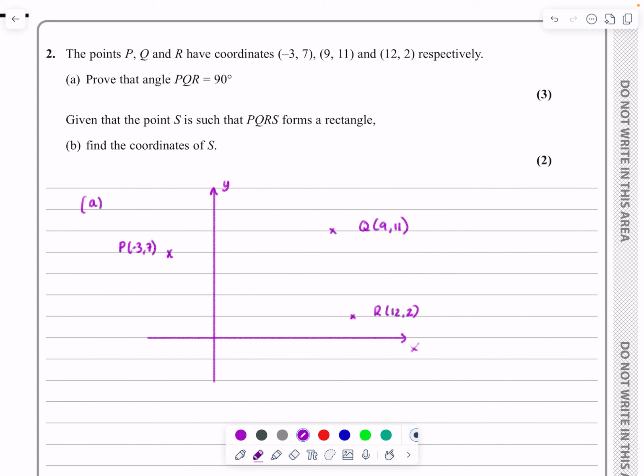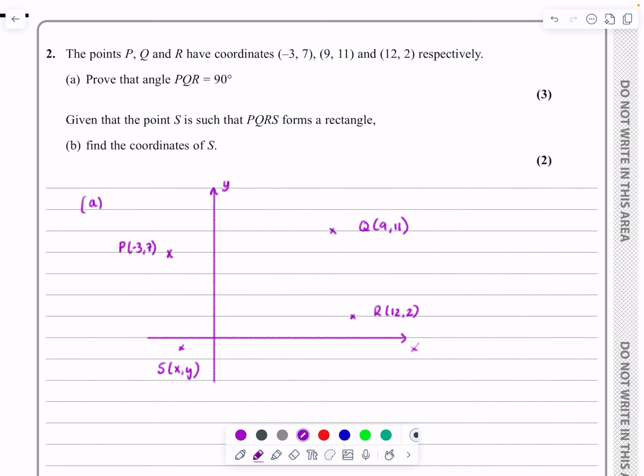And only because I've read the rest of the question, I know that they want S to be such that this is a rectangle. So S is going to be around about there. Now, I don't know whether S should be up there or down there, and it doesn't really matter at the moment because once I've got the maths, I can then work out what that's going to be there. Let's just call that X, Y.